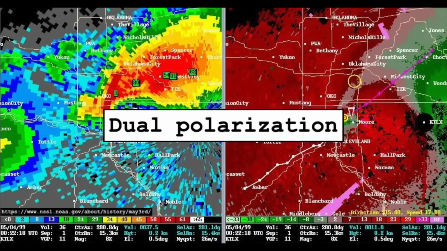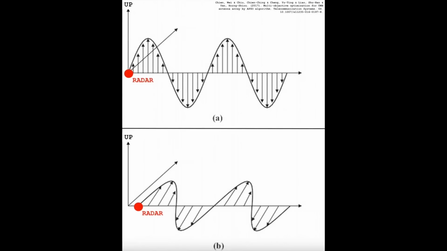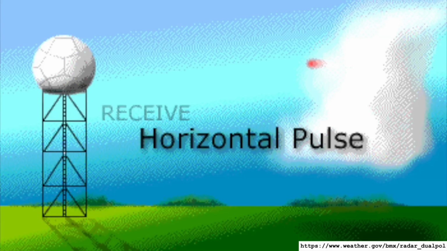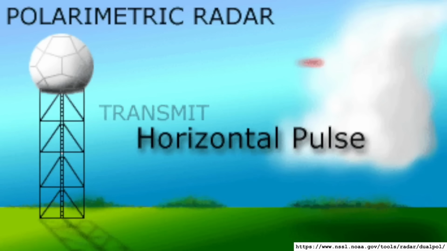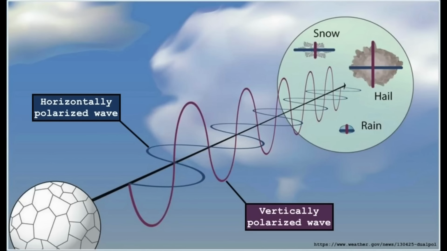Let me explain. The pulses of energy emitted by a radar oscillate in a specific plane, much like the ripples in a calm pond after you toss a pebble into the water. The orientation of the waves is a property called polarization. Prior to the upgrade, radars could only send out pulses that were oriented horizontally, in other words, horizontally polarized. Today, WSR-88D radars send out pulses that are polarized in both the horizontal and vertical, which allows us to obtain vital information about the size, shape, and orientation of targets rather than just their intensity and velocity.